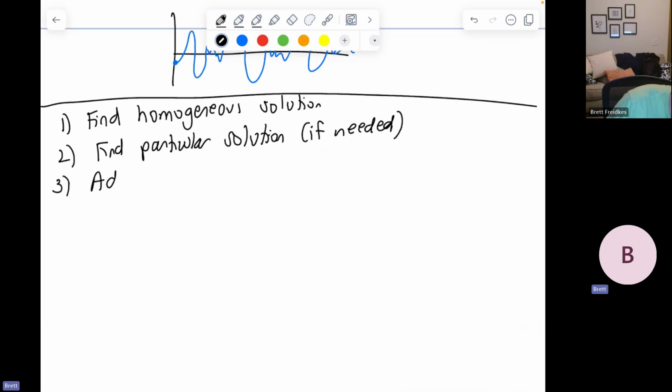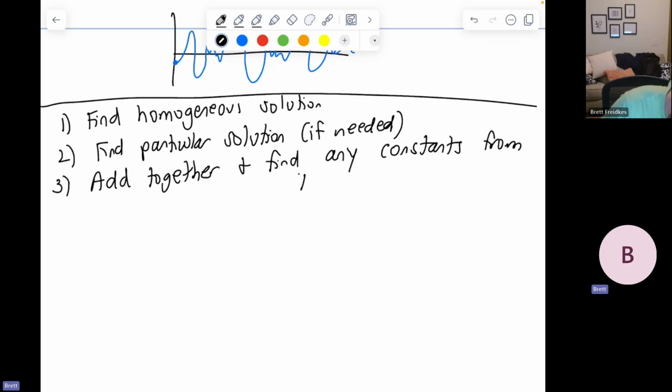Add together. And then find any constants from initial conditions.